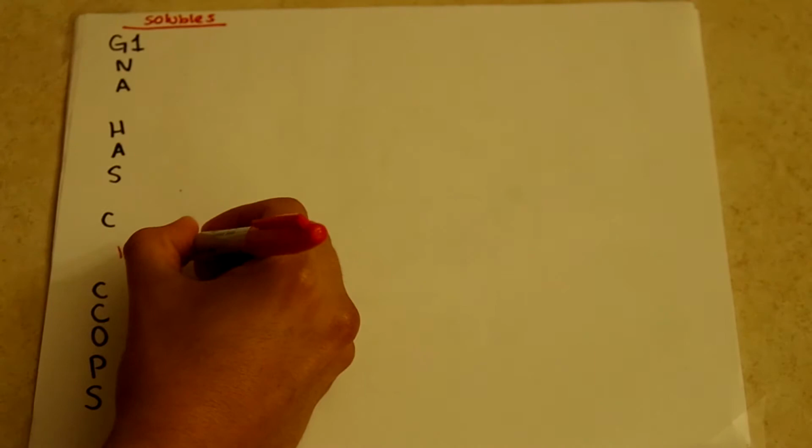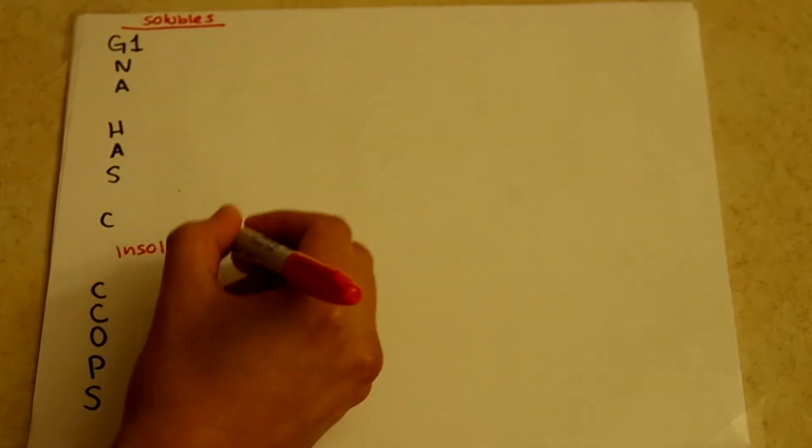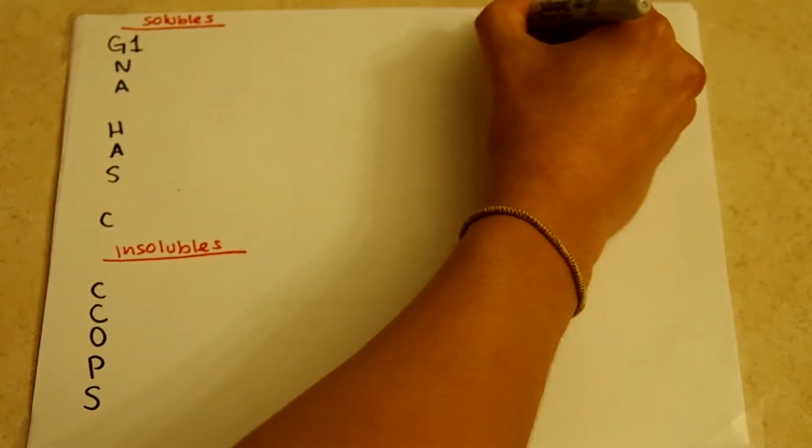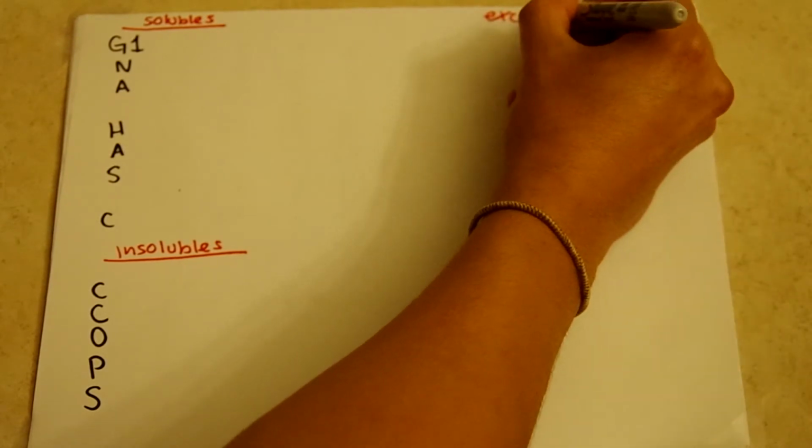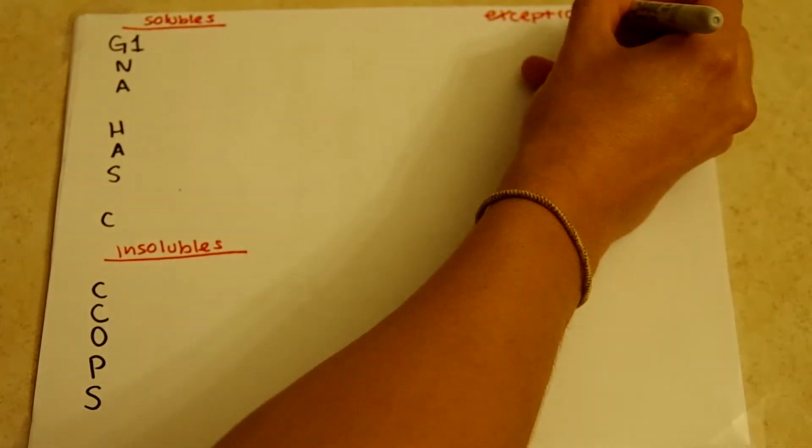Now here, we're going to be dividing the phrase Gina has C cups in two different parts. As you can see, the first part, which is Gina has C, is going to be our solubles. And the second part, which is cups, that's going to be our insolubles. Now, on the right hand side, I'm going to write down the exceptions.